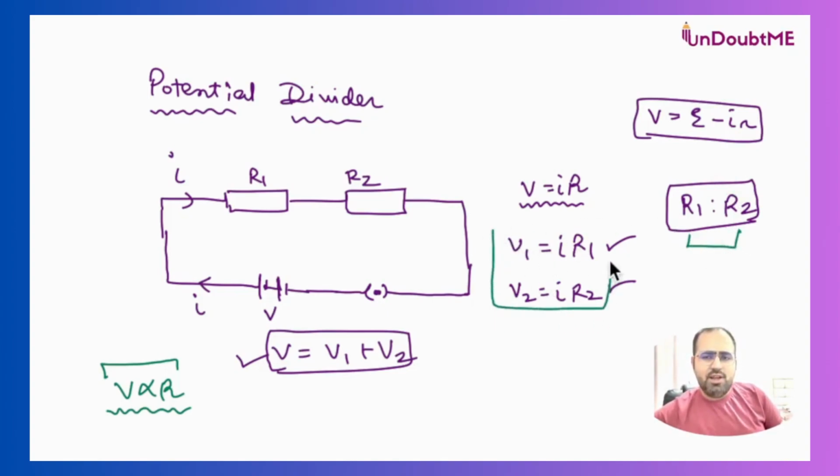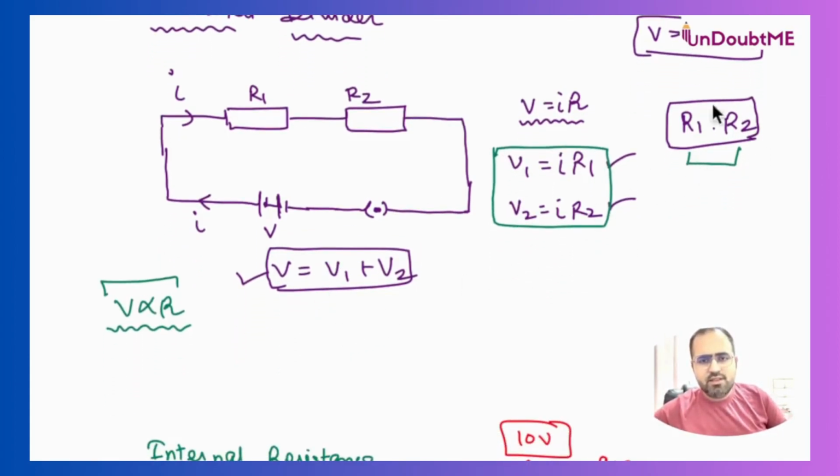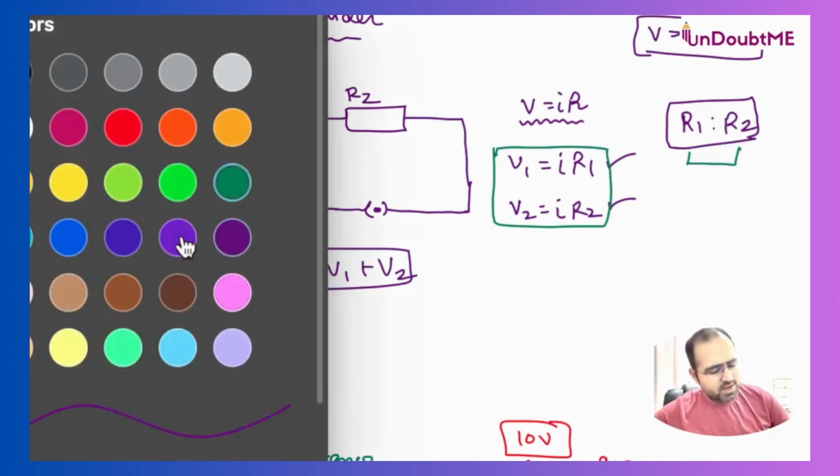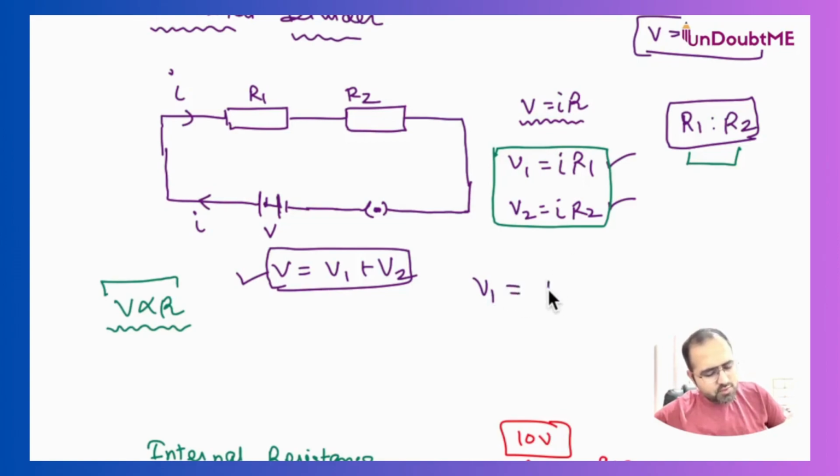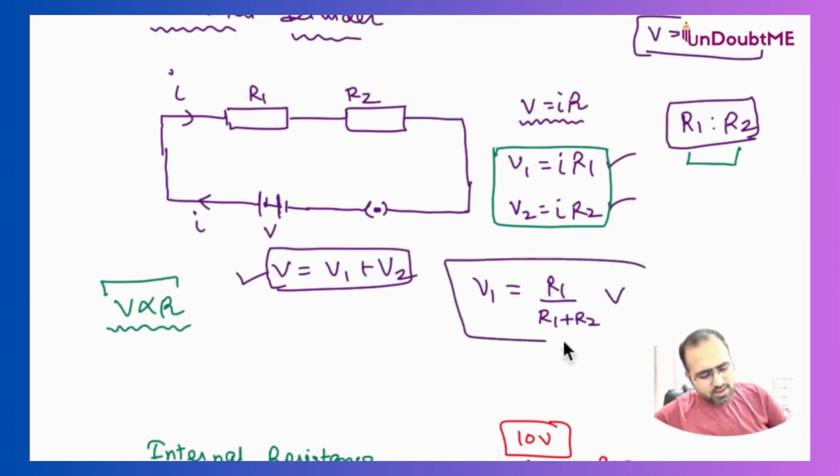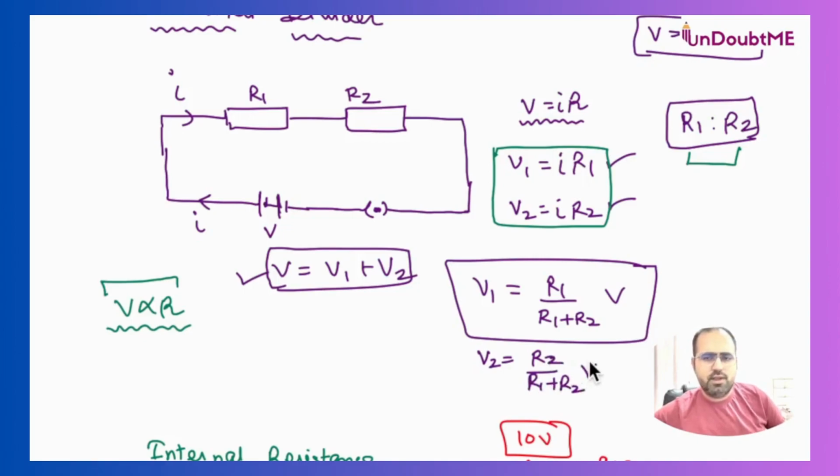We can directly get the values of V1 and V2 like this, but we have another way. Let's say I'm using this R1 is to R2 ratio. For that, I can write V1 is equal to R1 over R1 plus R2 times V. The net voltage across the circuit was V, and V1 is R1 over R1 plus R2 times V. And similarly, I can write V2 as R2 over R1 plus R2 times V.